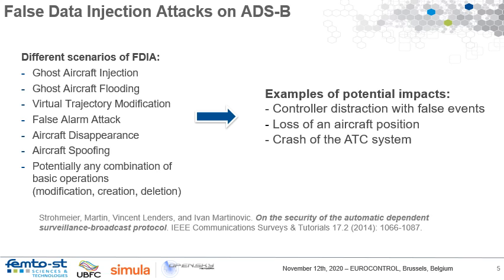We can potentially make any combination of the basic operations: modification, creation, deletion, of course. Those scenarios, you probably know them. The impacts are that the controller can be distracted with false events to hide real events and more potent attacks. We can lose an aircraft position completely, or we can even crash the ATC system.